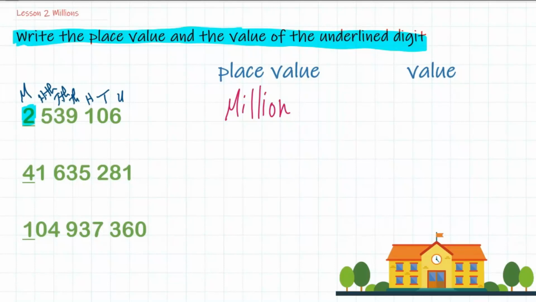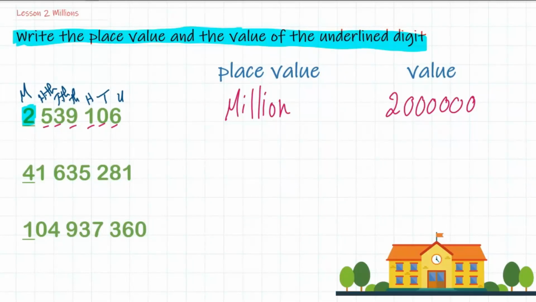What about its value? Okay, let's write 2 and let's count the digits to the right of it. 1, 2, 3, 4, 5, 6. 6 digits to the right of it. So replace it with zeros. So we have 6 zeros here. So we have 2 millions. Okay, let's move to the next number.